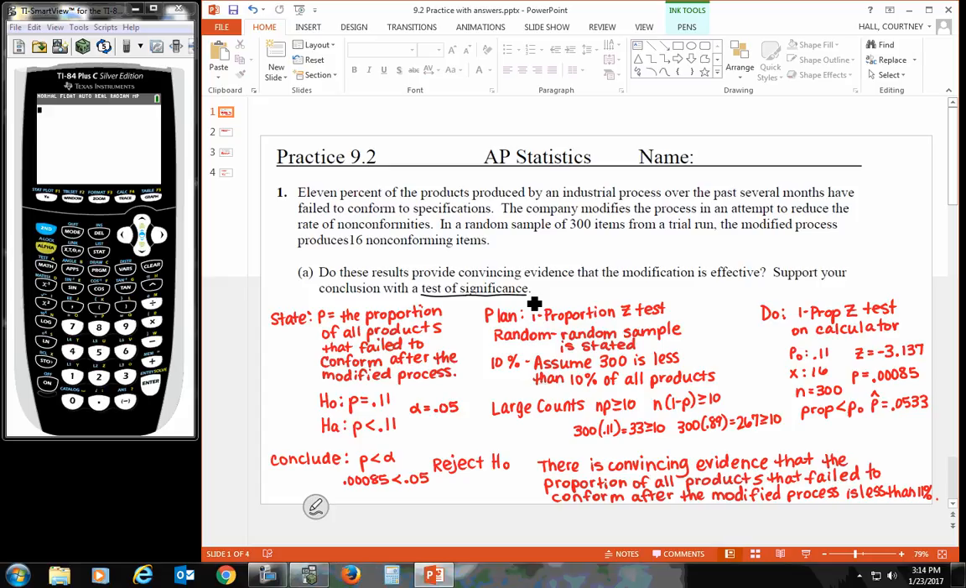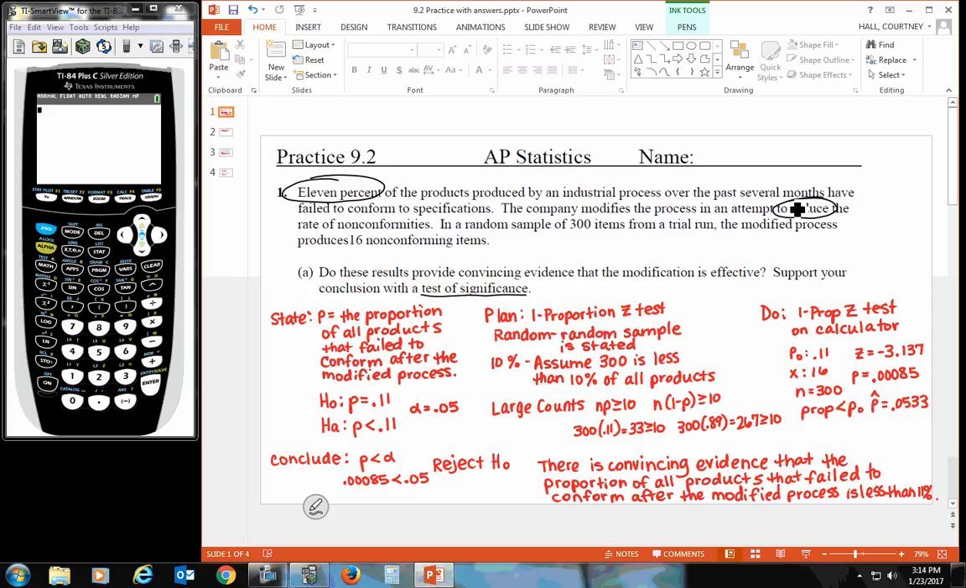Okay? We're going to set up our null hypothesis to be p is equal to 0.11. You may be wondering, where does the 0.11 come from? It starts off by saying that 11% in the beginning were failing to conform. So 11% gives us p is equal to 0.11. And then alternatively, we want to say p is less than 0.11. The reason we're saying less than is because they're attempting to reduce the number that are failing to conform.